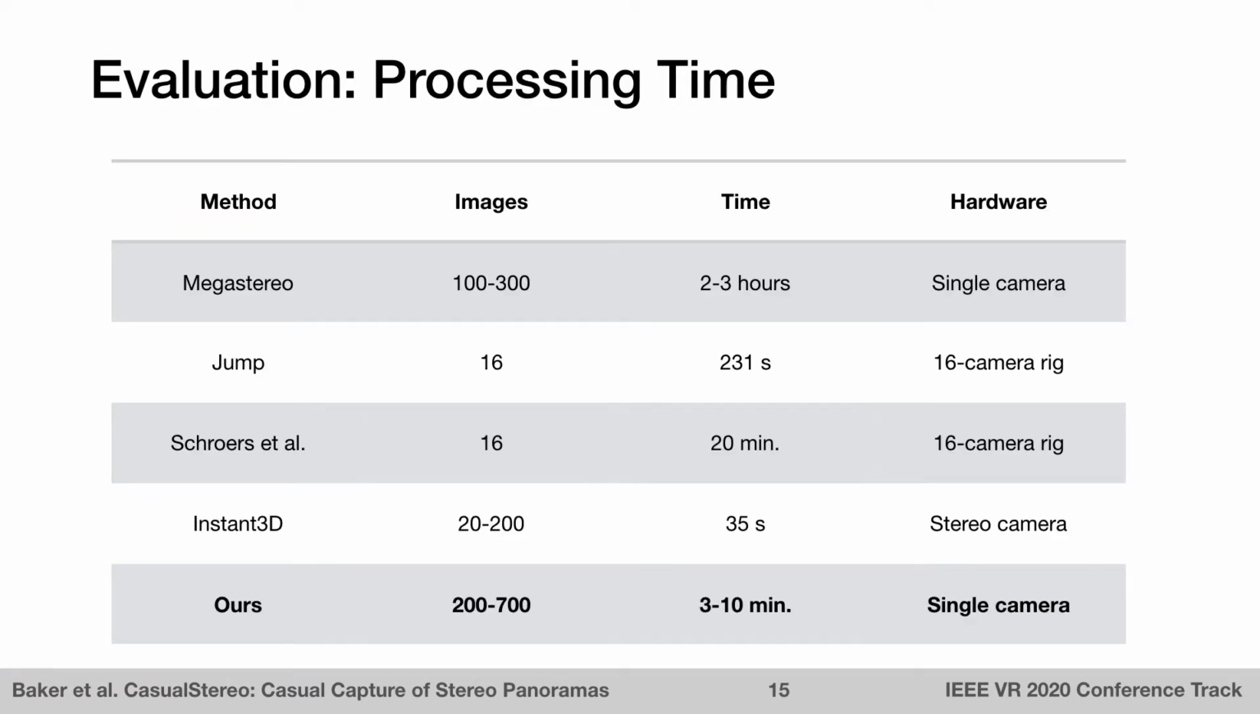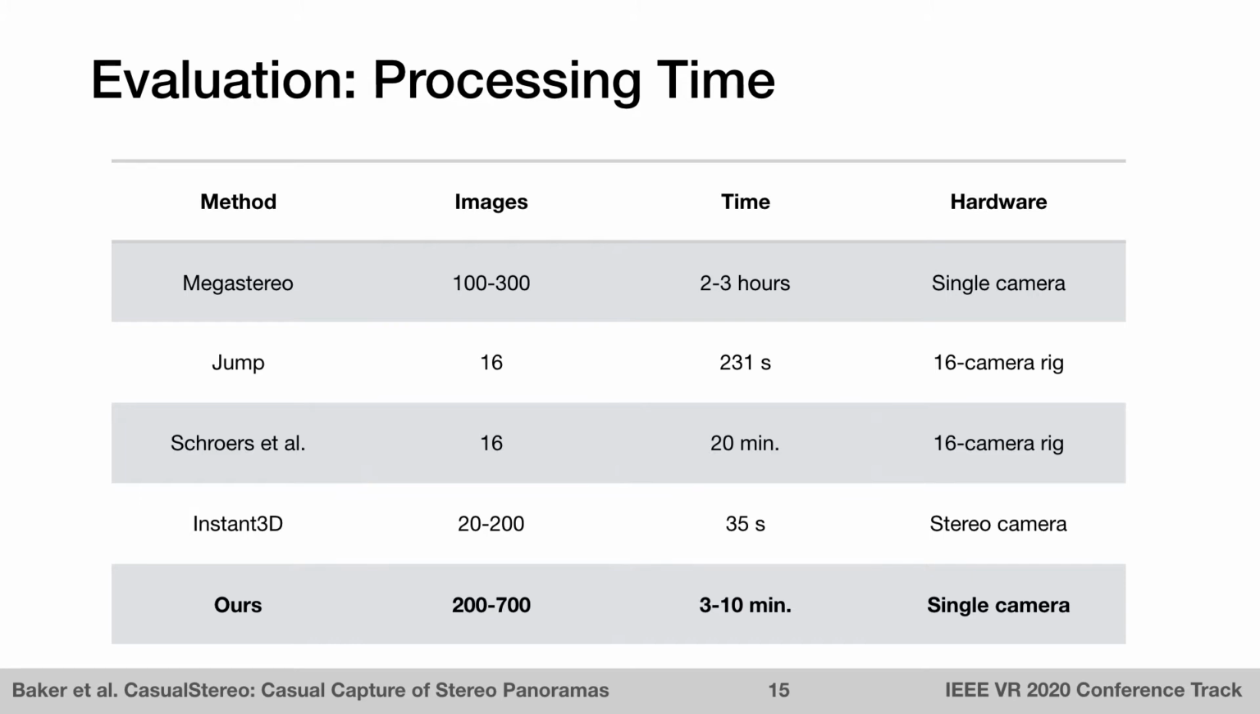So for the evaluation, the first thing we looked at is the processing time, and we compared our system to previous systems based on the times reported in their papers. So Megastereo uses a single camera like we do, handheld capture. They process about 100 to 300 frames in about 2 to 3 hours, and that's really dominated by the structure-from-motion processing time.